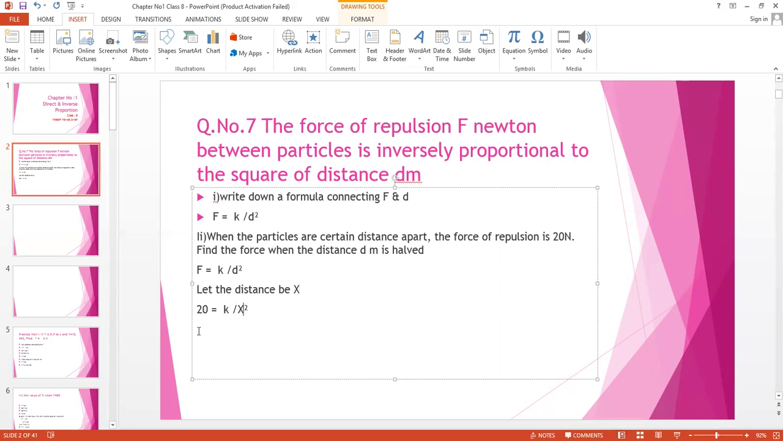So look here, 20 is equal to k over x squared. Clear? So what shall we do? Here x squared is dividing, so I have to put it on the other side. So here it will be multiplying.